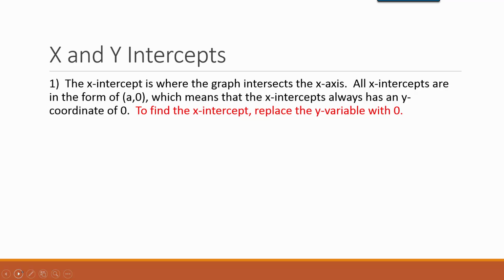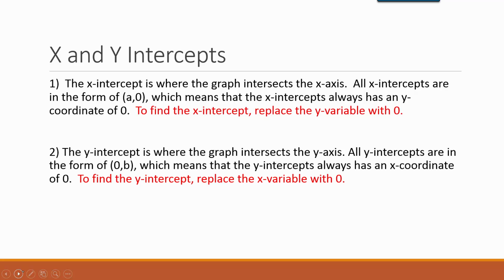All X-intercepts are in the form of (a, 0), where a can be any number, and every X-intercept has the Y-coordinate of 0. So to find the X-intercept, all we have to do is replace the Y variable with 0 in our equation and solve the equation for X. And that will give us the point where the line crosses, or touches sometimes, but in this case we're drawing lines, so crosses the x-axis.